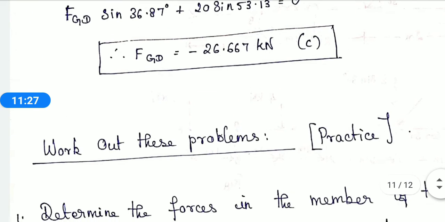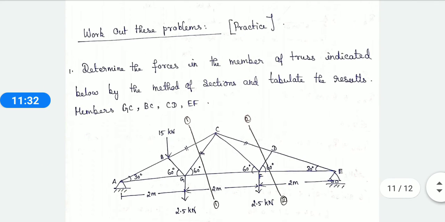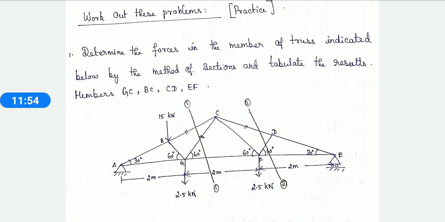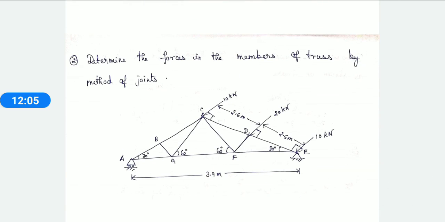I'll give you some workout problems for your practice. Take this question and analyze it using the method of sections. I had asked you to find only four forces at four members, GC, BC, CD and EF. But the sum is very large. You can divide it into two sections and analyze it. For your ease, I had divided the sections. So try it on your own. I will give you the answers in Google Classroom. So try to do this sum also, using the method of joints.